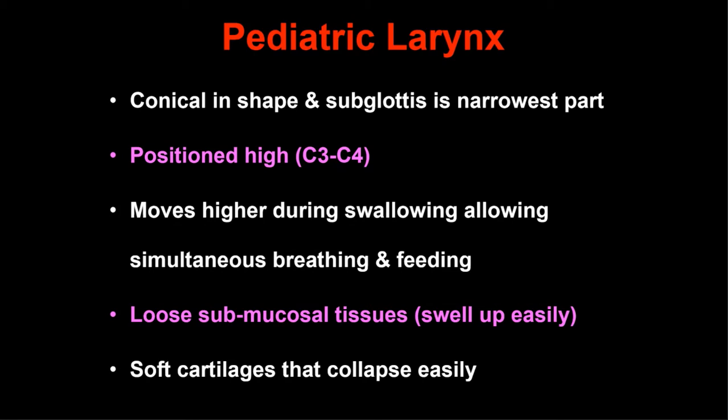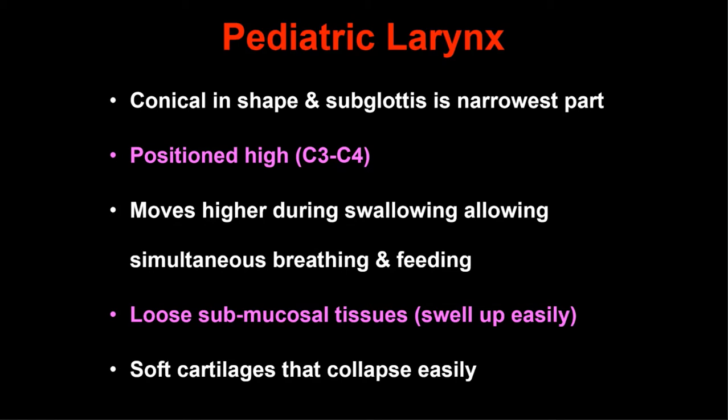Loose submucosal tissue is present, and it swells up easily if there is any inflammation in the larynx. The cartilages are very soft and pliable compared to adults, and they can easily collapse during inspiration and expiration. So the shape is different and the position is high, so it moves high during swallowing, allowing the children's simultaneous feeding and breathing.